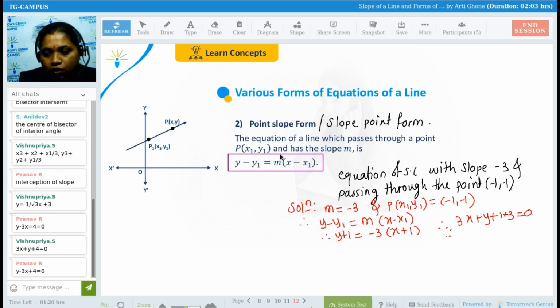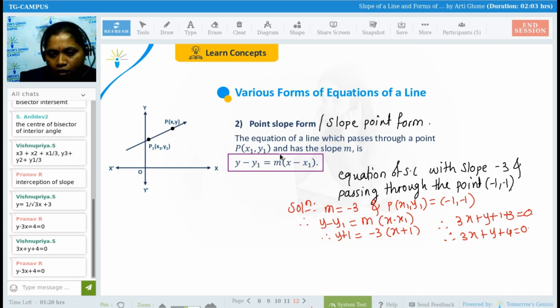Yes. So in the straight line, most of the time you will just miss your signs, the plus and minus. Okay, so keep in mind that thing. So it is plus. So it is 3x plus y plus 4 is equal to 0 is the equation of straight line. Got it? Clear?